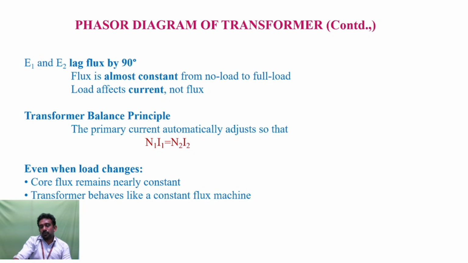Flux is almost constant for both no load and full load conditions. The load affects the current and not the flux. The flux in the core is not affected, but the current flowing through the secondary winding is affected, and this has an impact on the primary winding, which draws more supply current from the primary side. The transformer balance principle states that the primary current is automatically adjusted so that N1 I1 equals N2 I2. Even when the load changes, the core flux remains nearly constant, and the transformer behaves like a constant flux machine.